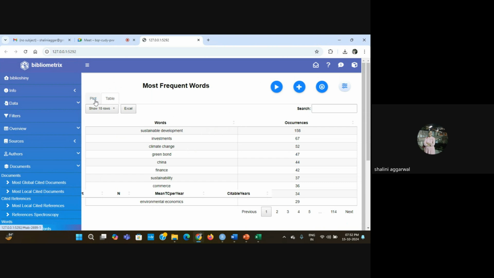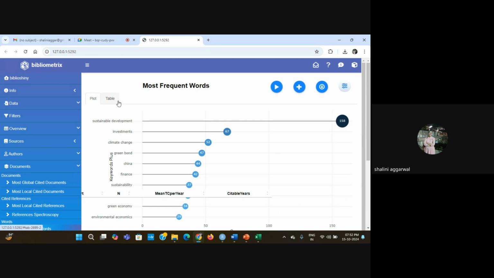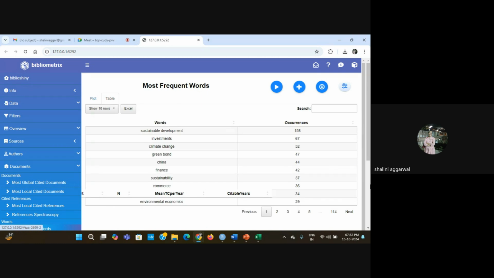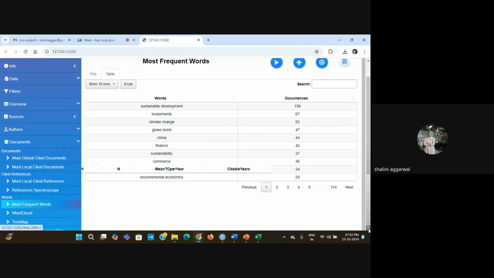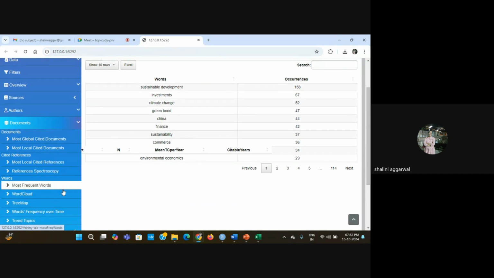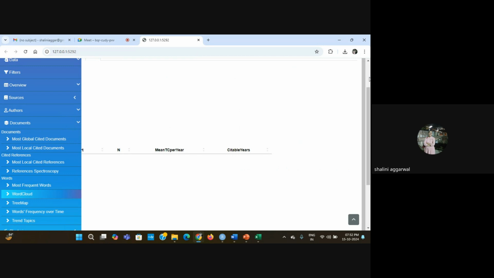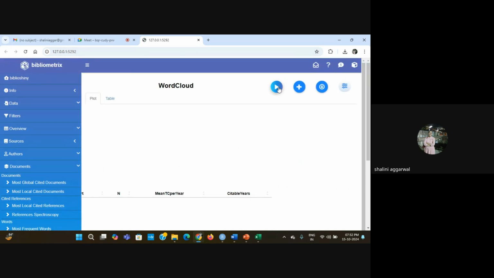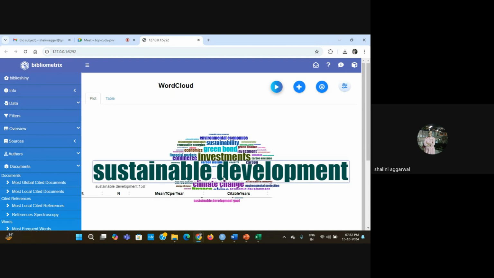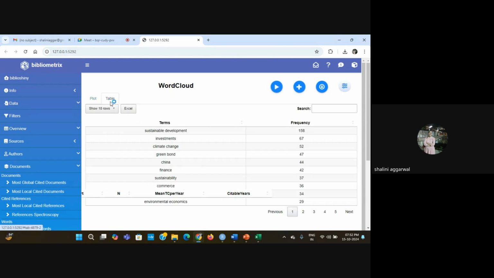Can you see this? So there are two options with you. One is the figure form and another is the table form. So you can do it like this, right? Next is the word cloud. This is also very interesting. It gives a different view altogether, look at this. You can see sustainable development is the most important word that has been used, and you can take the help of the table as well to understand.